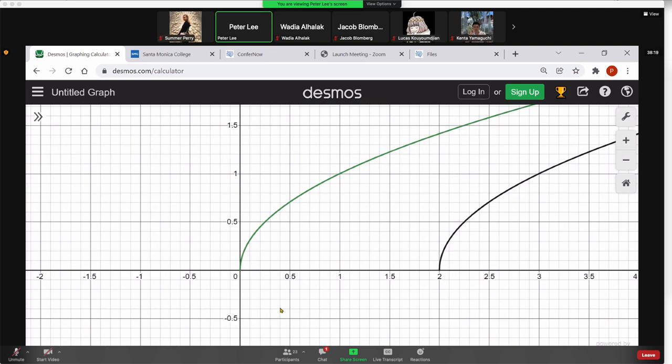So, this is like y equals square root of x. And so we know that this guy kind of looks like y equals square root of x. So what is the equation of this guy right here? So I can give you this, right?